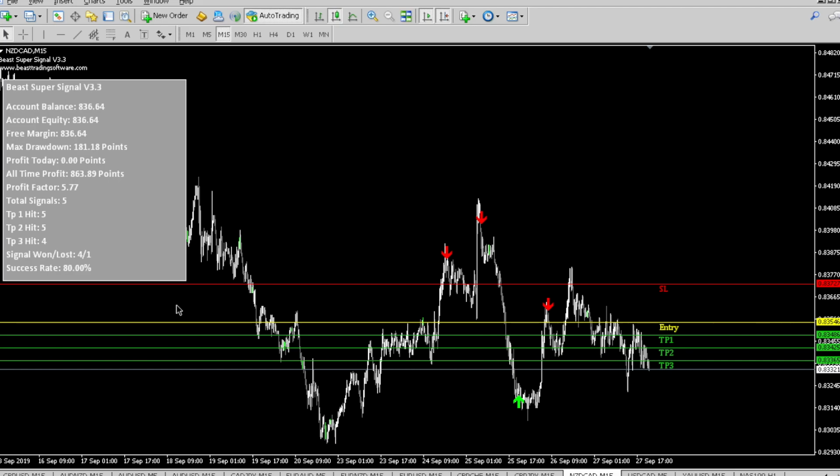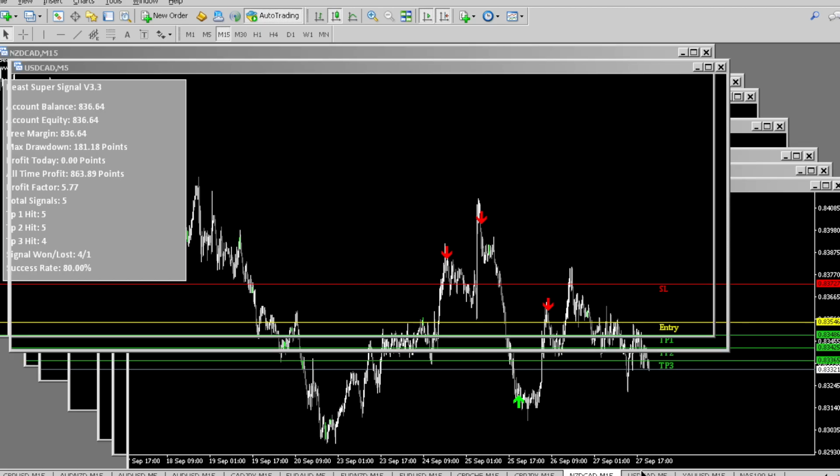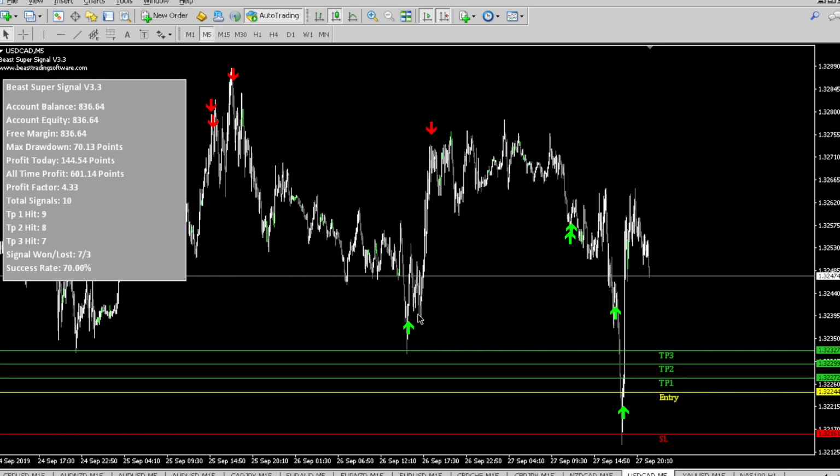But in general, looking at the statistics, we made 86 pips with a 5.77 profit factor and an 80% win rate. So as you can see, in this case we had a much higher accuracy rate than what we say is 70%. Next we're looking at is the US dollar, Canadian dollar.